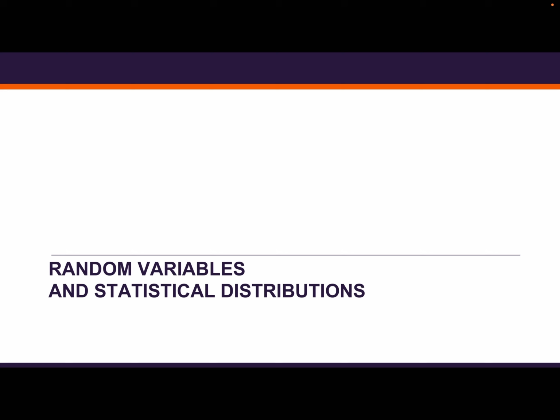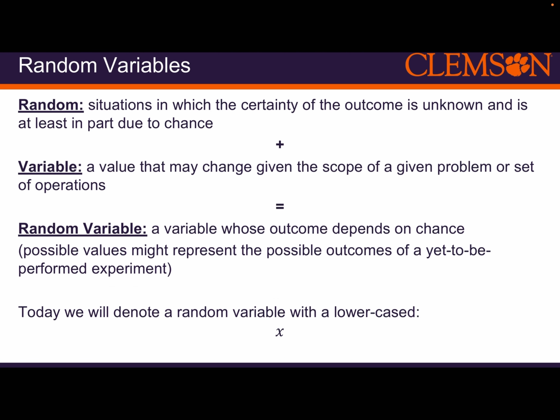Okay, let's cover random variables and statistical distributions. Let's define what a random variable happens to be. First of all, random: situations in which the outcome, the certainty of the outcome, is unknown and is in part due to chance. Think of flipping a coin. If the outcome were the side of the coin that landed heads up or tails up, we know that when we flip the coin, we don't necessarily understand what would happen, so we call that chance.